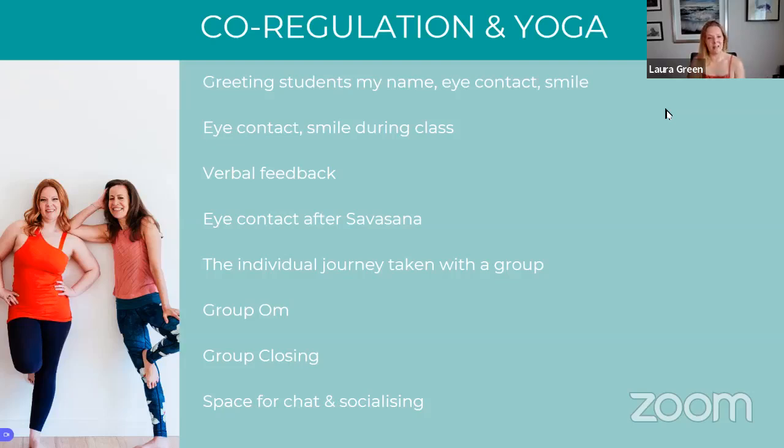Group closings in a yoga class, however you close, if you bring the hands together, bow to your students, if you share Om Shanti, may you go in peace, however you close your class, again, this feeling of being part of a group, being part of a community, is more co-regulation. Also, space for chatting and socializing.